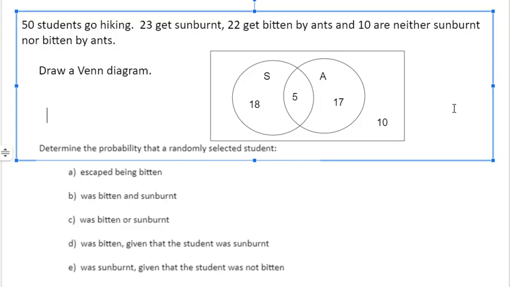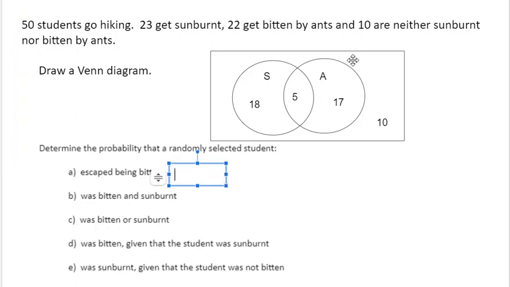So that's the tricky part. And then you're going to go ahead and find these probabilities. Actually, we don't have a ton of time. Let's just do these together. All right. Probability that they escaped being bitten by ants. So here's the bitten by ants. How many were not bitten by ants? 28. Good. 28 out of?